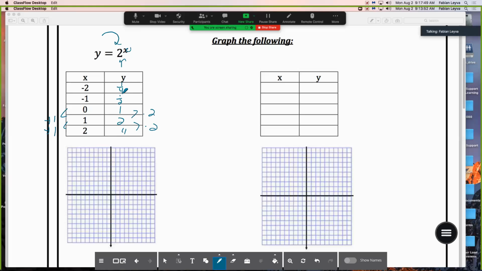So graphing this, I notice that negative 2 and 1/4 would be right about there. Negative 1 and 1/2 would be a little bit above. 0 and 1 would be here. 1 and 2, and then 2 and 4 would be right over here. So I know it's never going to reach 0, but I'm going to try to get as close as possible to be a little bit accurate here. So that is my exponential equation. That is the table that represents it, and also the graph.